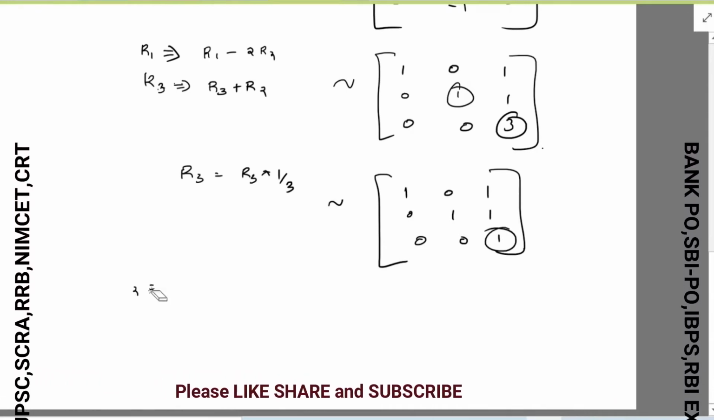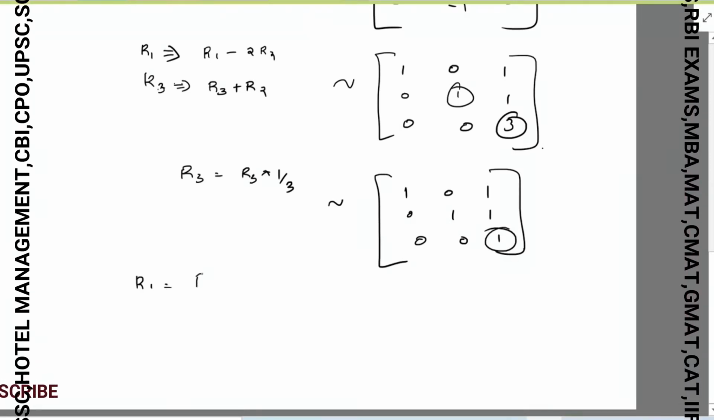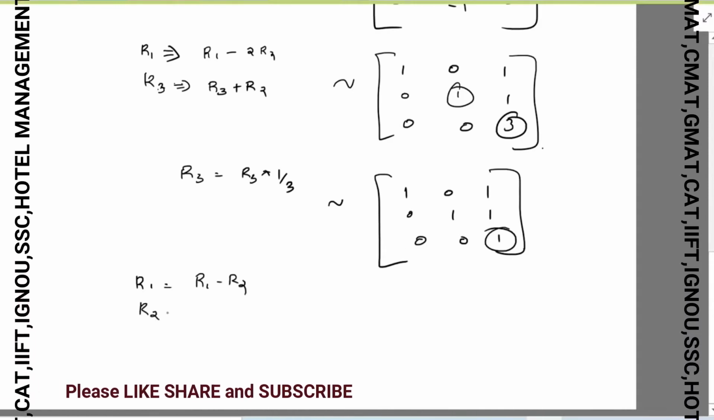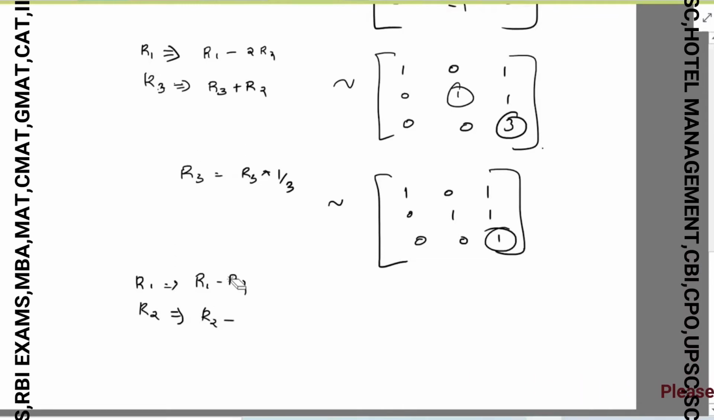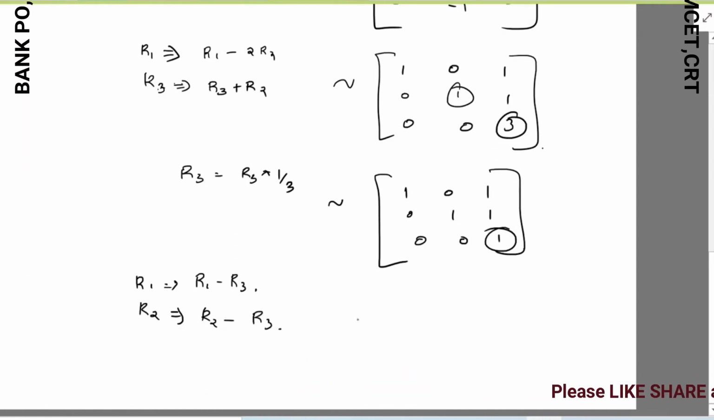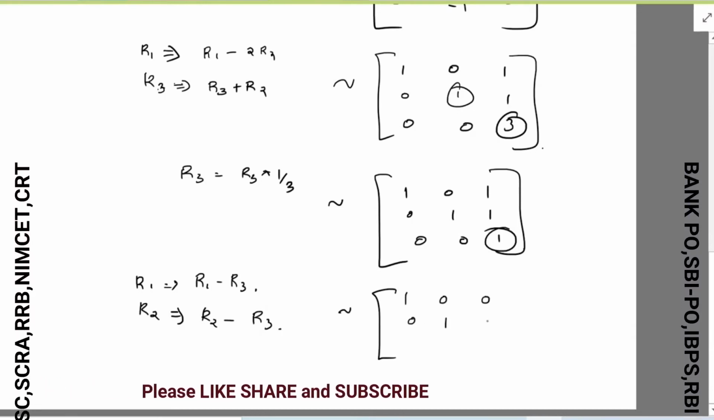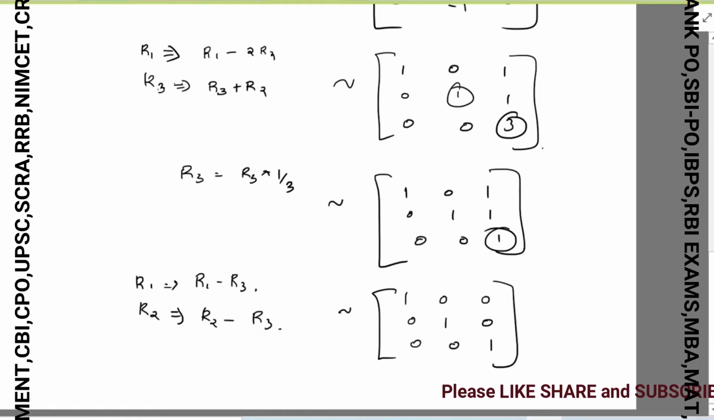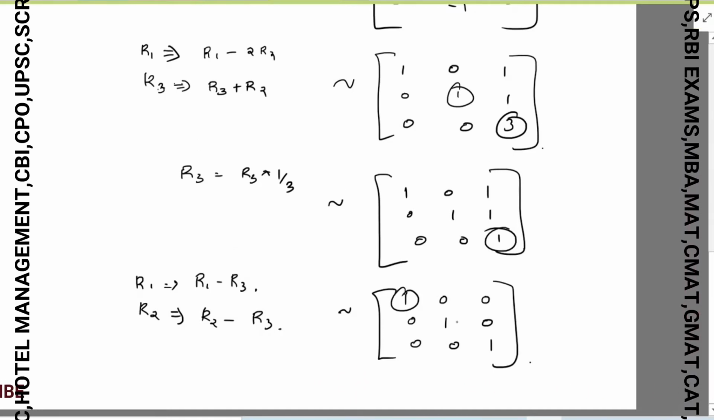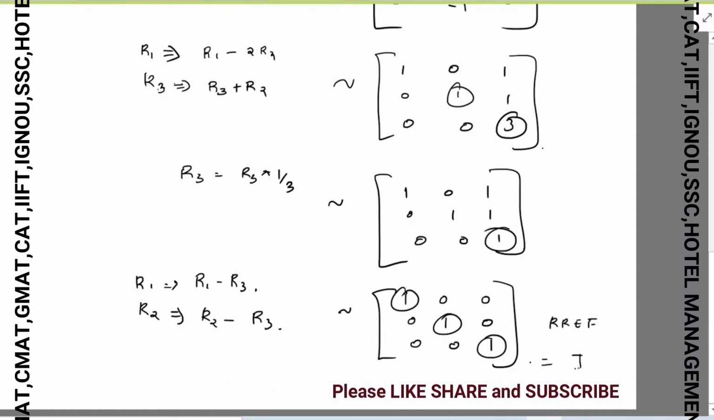So R1 changes to R1 minus R3, and R2 changes to R2 minus R3. We are using the third row. That will be 1, 0, 0; 0, 1, 0; 0, 0, 1. Now this matrix is in reduced row echelon form. So here also we got the identity matrix.